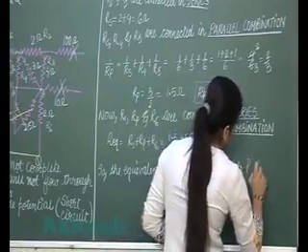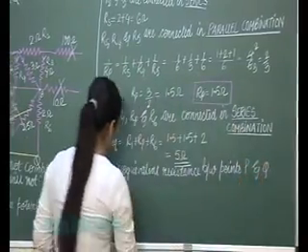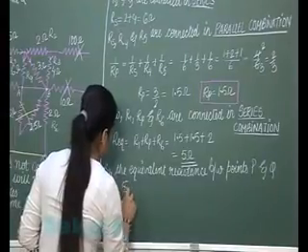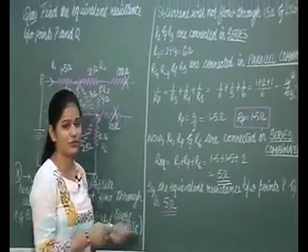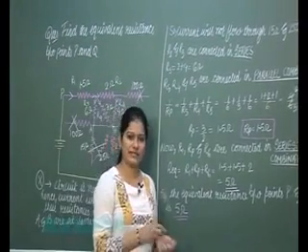The equivalent resistance between points P and Q is 5 ohm. Student, I hope this question is also clear to you. Now let's discuss another numerical.